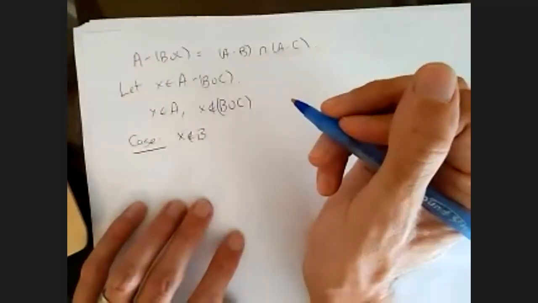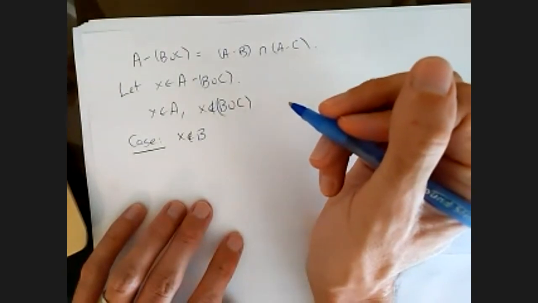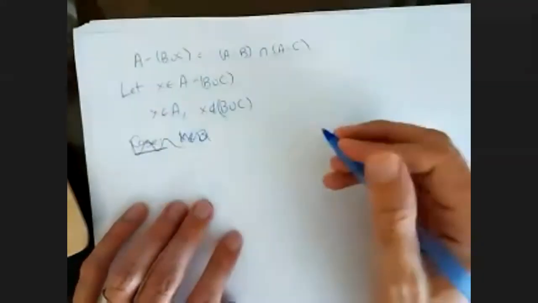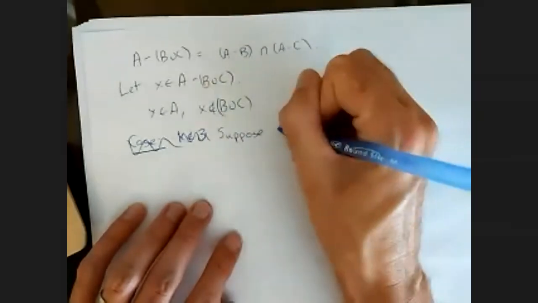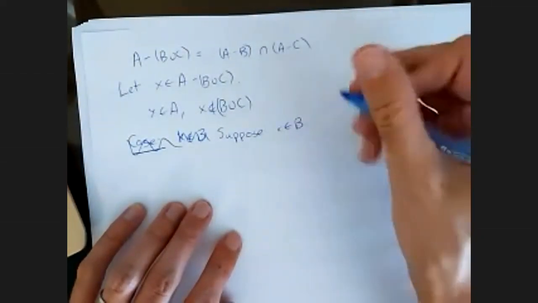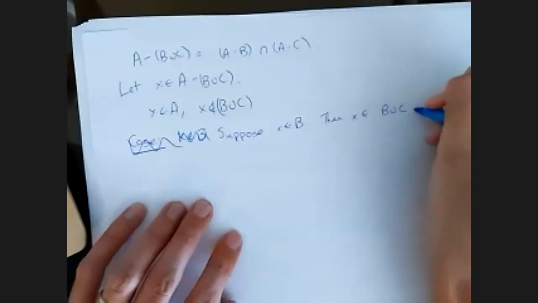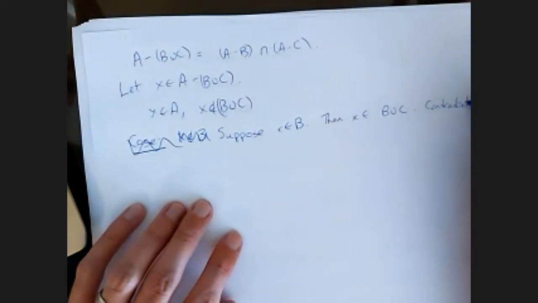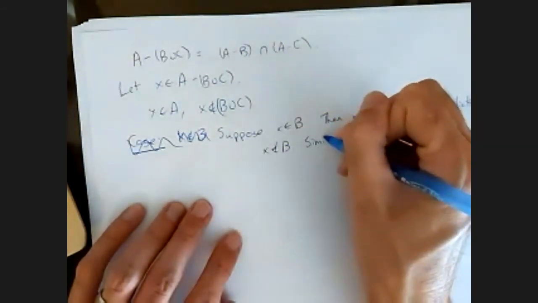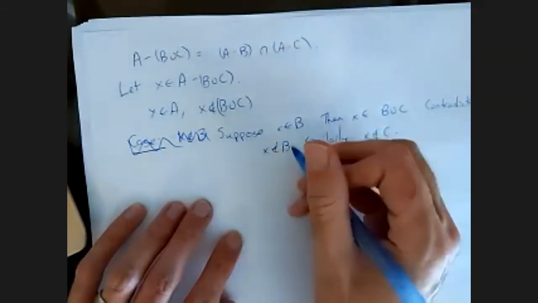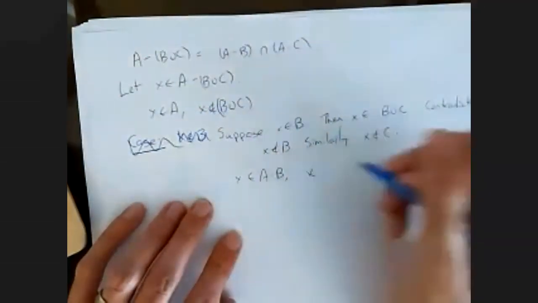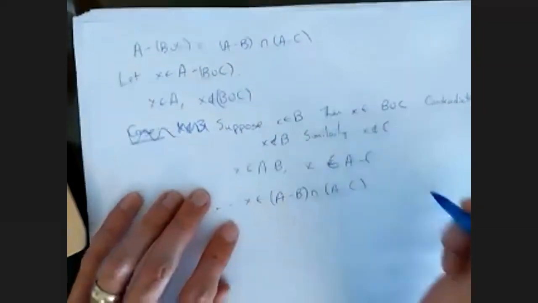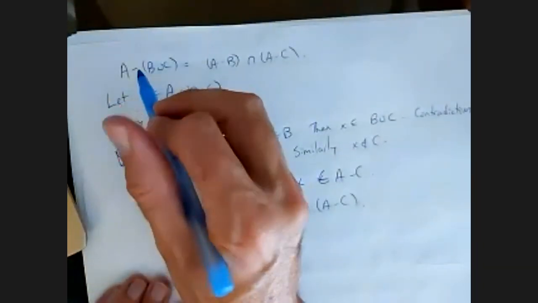Oh no. How should we go about this? I guess we can break it up into cases, oh wait, no, we should do it a different way. We should suppose X is in B. Well, then X is in B union C. This is a contradiction. So X is not in B, and similarly, X is not in C. And so since X is in A, but not in B, X is in A minus B, and A minus C, so therefore X is in the intersection. Okay, this shows that every element of this is an element of that.